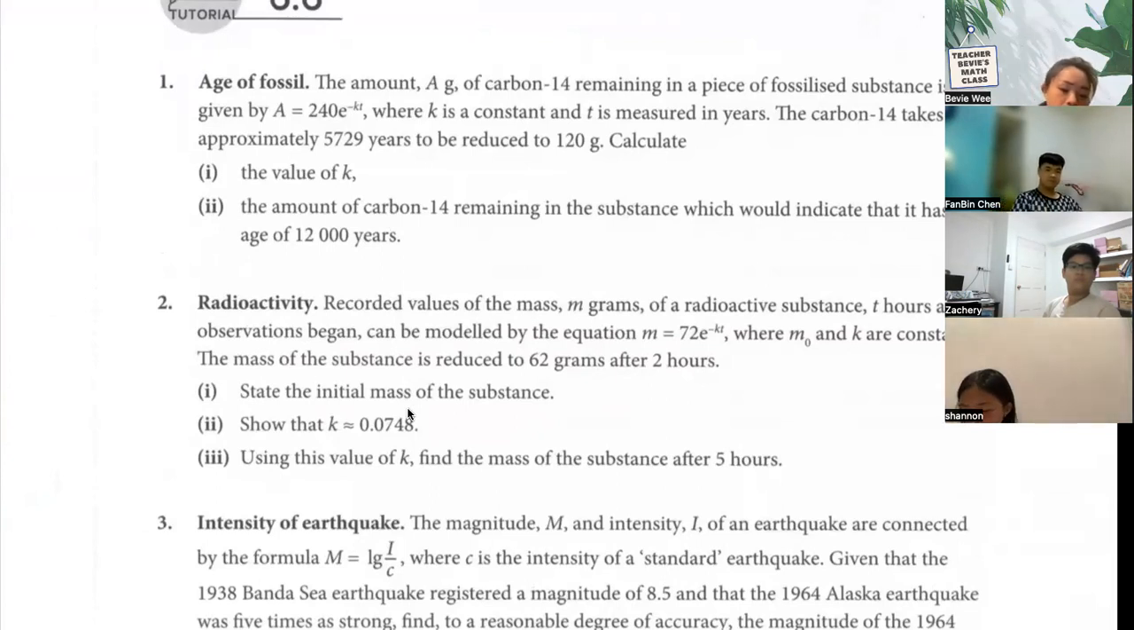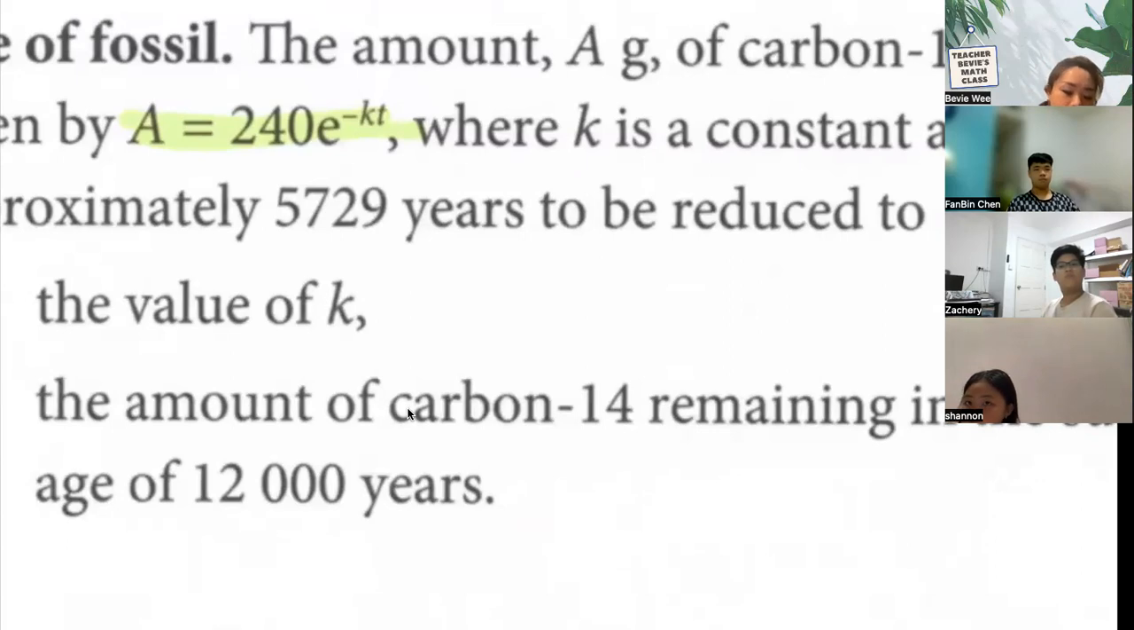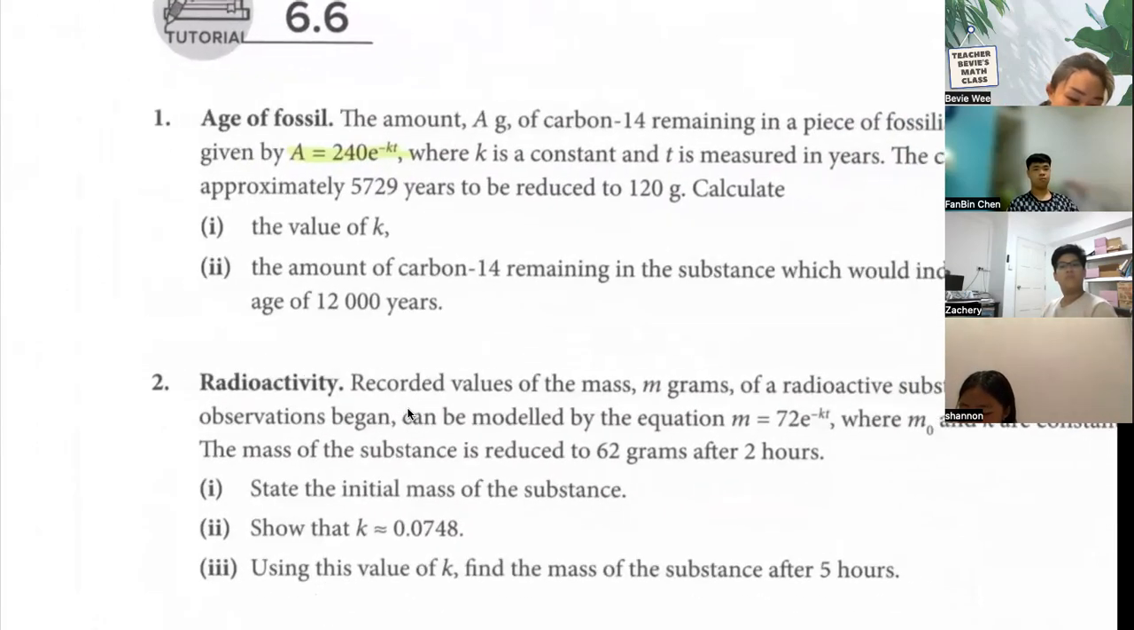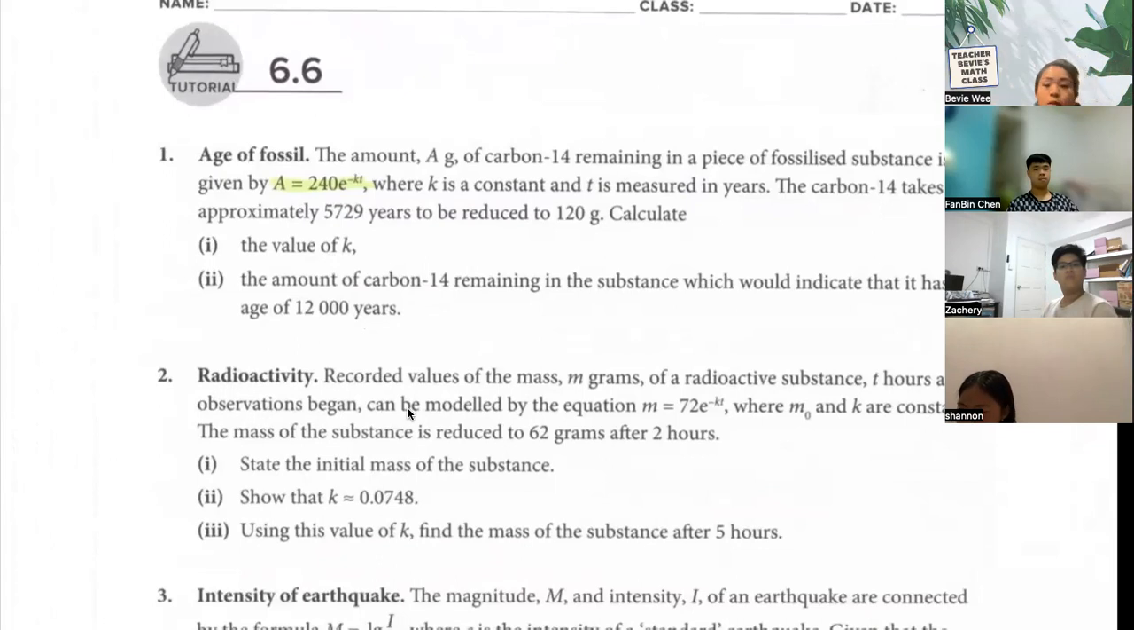Age of fossil. The amount A grams of carbon-14 remaining in a piece of fossilized substance is given by A equals 240 e to the power of minus kt, where k is a constant and t is time measured in years. The carbon-14 takes approximately 5729 years to be reduced to 120 grams. I want to calculate the value of k. What is this talking about? I don't know. Okay, you explain. I'll reread first. Listen.